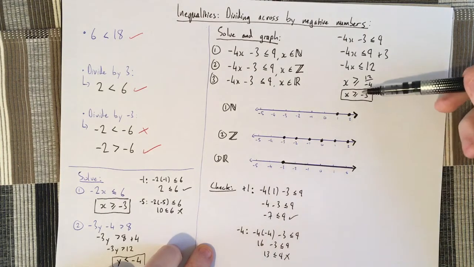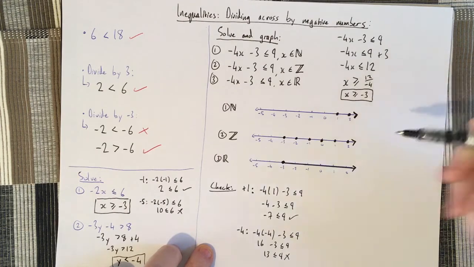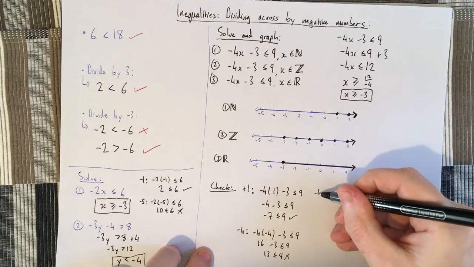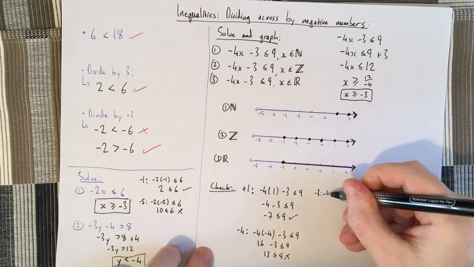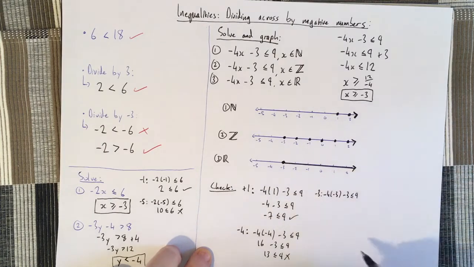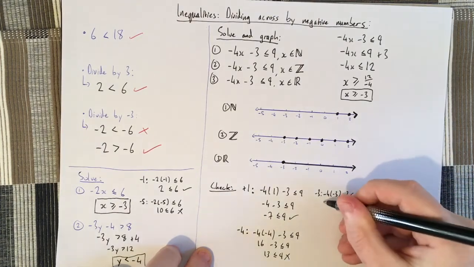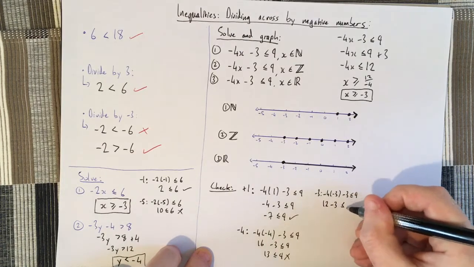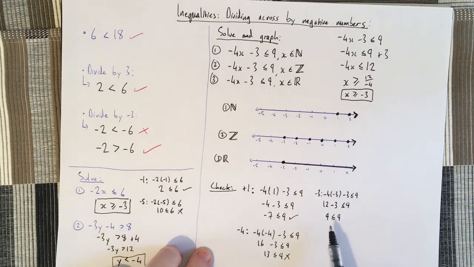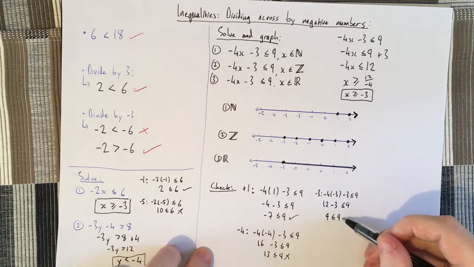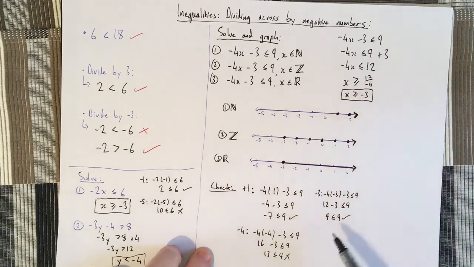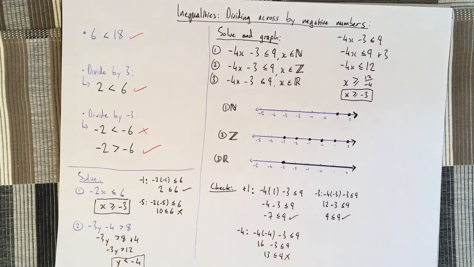What I might just do quickly is put in -3, just to show you what happens there. So -4 times x, -4 times -3. -4 times -3 is 12. 12 minus 3 is 9. Is 9 less than or equal to 9? Yes, it is, because it's "or equal to." So when you sub in the "or equal to," you should get an equation. You should get 9 equals 9.